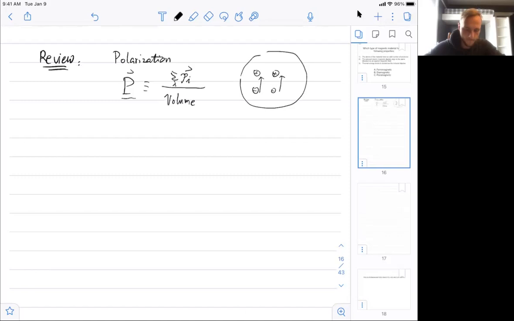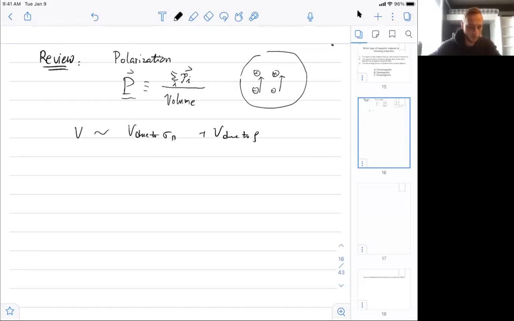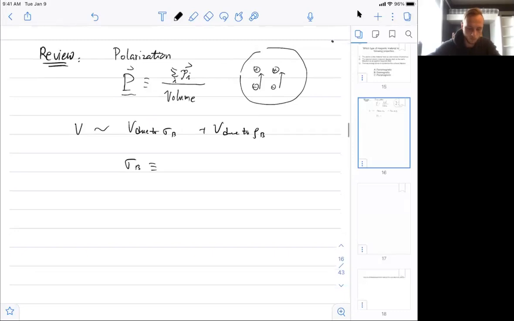We also discussed that when calculating the potential of a material that's been polarized, outside we can look at the potential as two different parts, part 1 and part 2. Part 1 is due to sigma bound. Part 2 is due to the charge density rho bound. So sigma bound, the bound surface charge, is defined to be, how is it related to polarization? Do you still remember that?